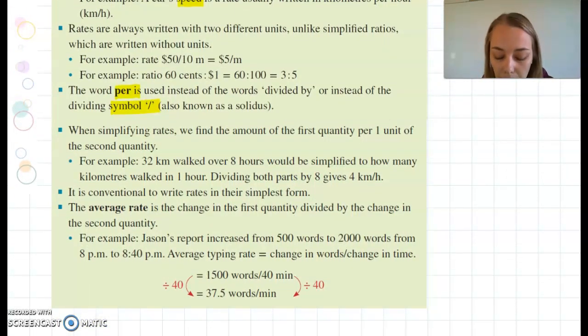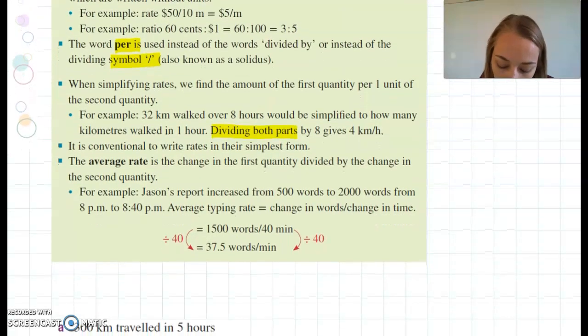So simplifying rates means that we divide both sides of the rate. Remember, we did the same thing with ratios, where we would divide one side and divide the other, or multiply one side and multiply the other. But when we are simplifying rates, we need to divide the first quantity so that we can get the second quantity to be 1. All right, so if it was 100 kilometers per 2 hours, we would divide the whole thing so that instead of it being per 2 hours, we would just say per hour. So we would divide both sides by 2 in that example to get 50 kilometers per hour.